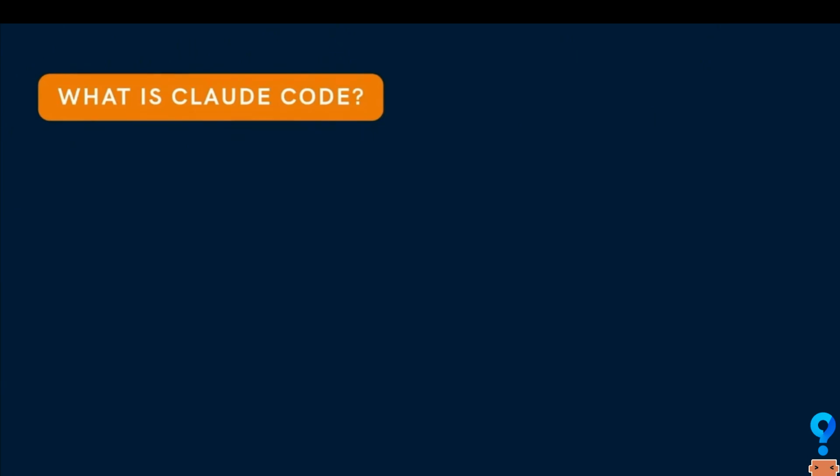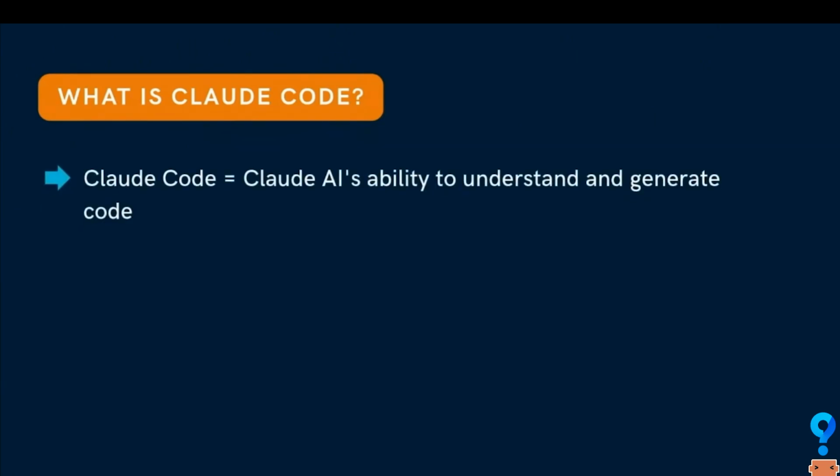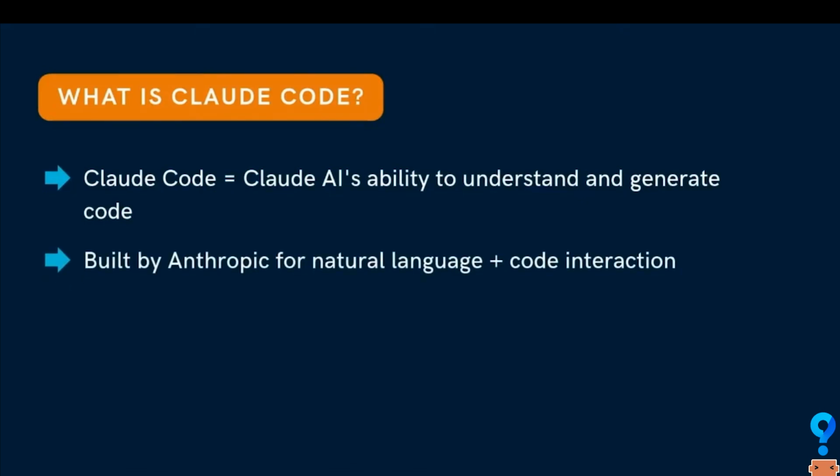What is Claude Code? Claude Code simply means that Claude can read and write code. You tell it what you want in plain English and it gives you code in return. This makes programming less stressful, especially if you're just starting out. It was created by Anthropic. The idea was to make coding more natural.